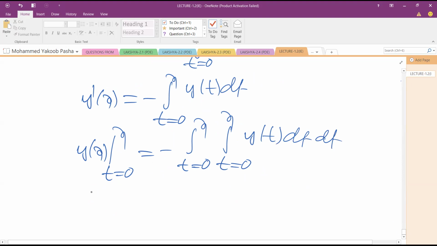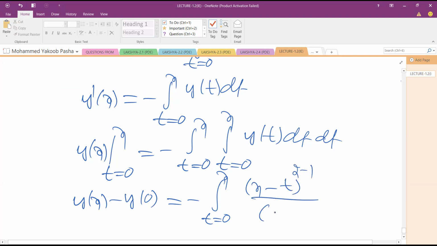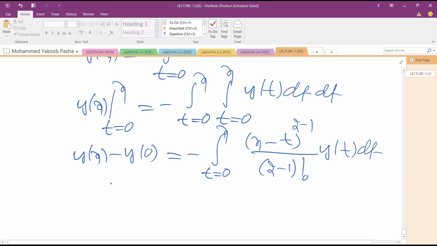Okay. So here the left side is y of x minus y of 0. The right side, here integration is 2 times. So integral t equal to 0 to x, n is equal to 2 here. So x minus t whole to the power of 2 minus 1 by 2 minus 1 factorial into y of t dt. So write y of 0 is 0. So the left side will be y of x is equal to minus integral t equal to 0 to x, x minus t, y of t dt.